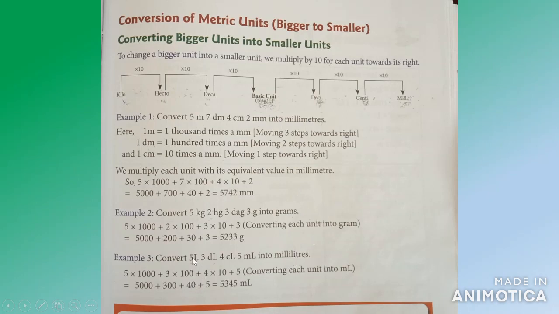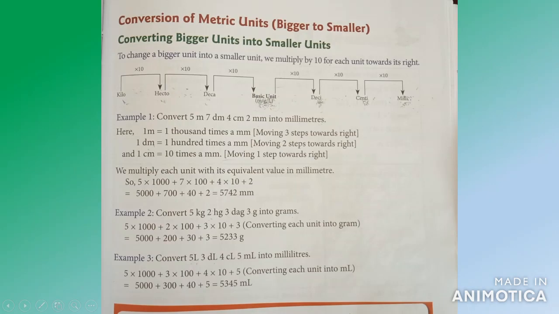Here is given 5 liters. So liters we start from here. This is the basic unit. So to convert this one into milliliters we have to multiply by 1,000. So same thing, 3 you have to multiply by 100 and then plus 4 multiply by 10 plus 5. So converting each unit into milliliter. ml stands for milliliters. Alright, so we'll get the amount.